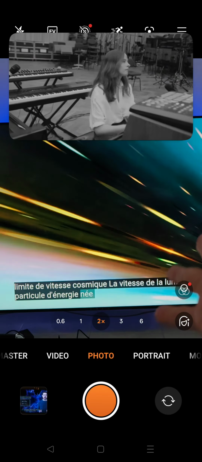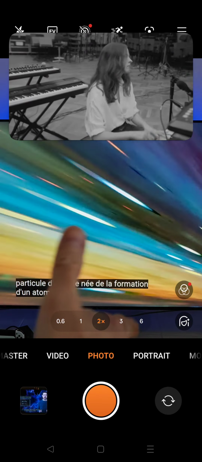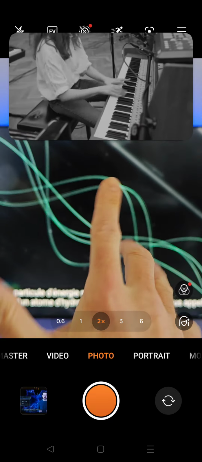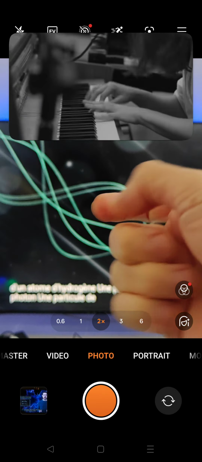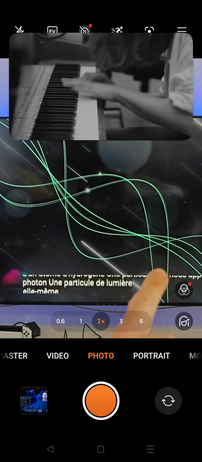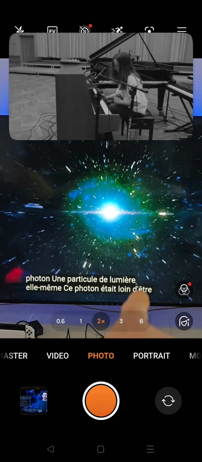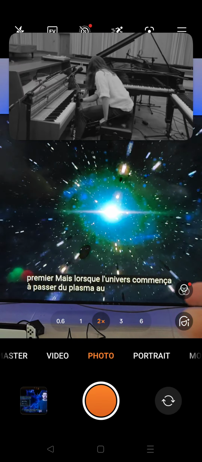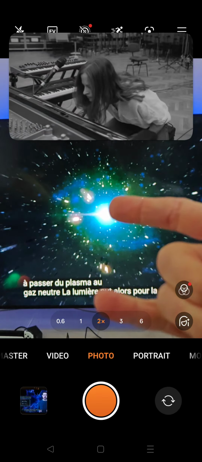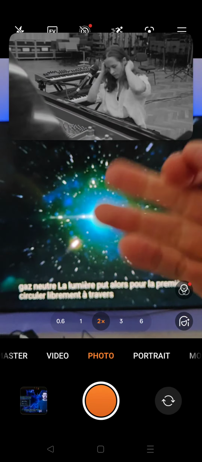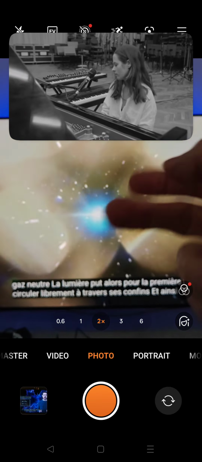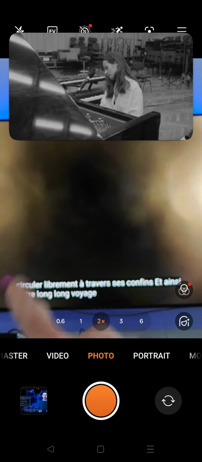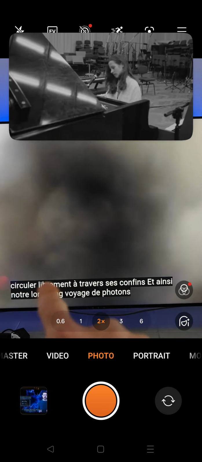A particle of energy born in the formation of a hydrogen atom. A particle we call a photon. A particle of light itself. This photon was far from the first, but as the universe began transitioning from plasma into neutral gas, light could then, for the first time, stream freely through its reaches. And so, our photon's long journey began.